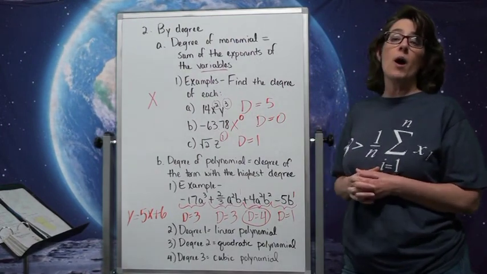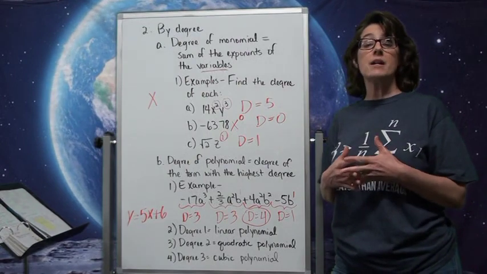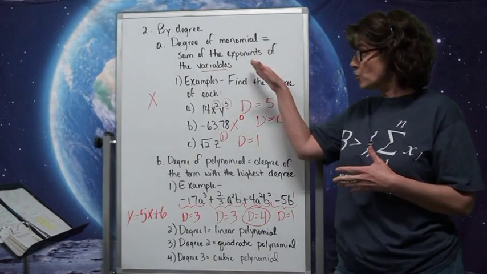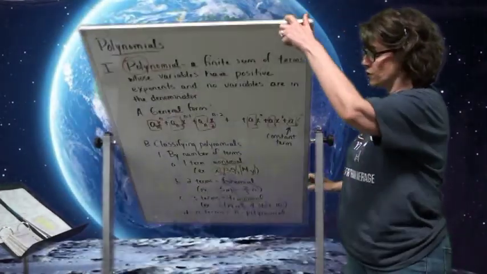So this is how we identify what a polynomial is, and this is how we classify our polynomials by degree, and then also, as you saw before, by the number of terms.